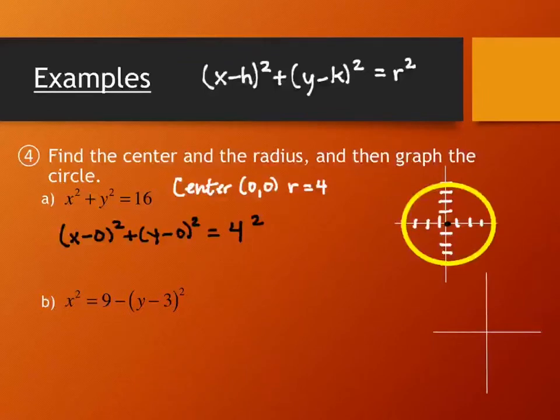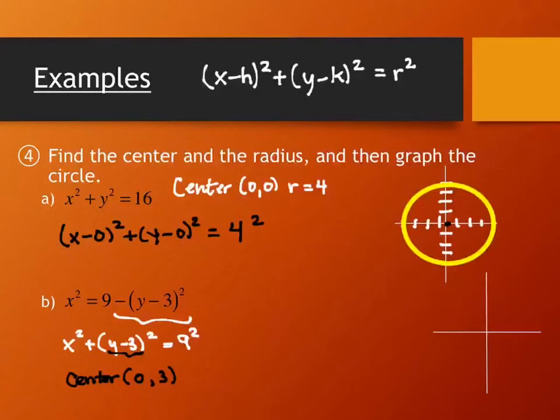Now on part B, you'll notice this one is not in the same form that we would need to identify the center and radius, but it's not too bad. If I take this piece right here and add that to the other side, then I would have x squared plus y minus 3 squared equals 9 squared. My center would be 0, and then this piece right here, and I use the opposite sign because it's y minus k, so the k would be the 3, y minus 3, so 0, 3 would be my center.